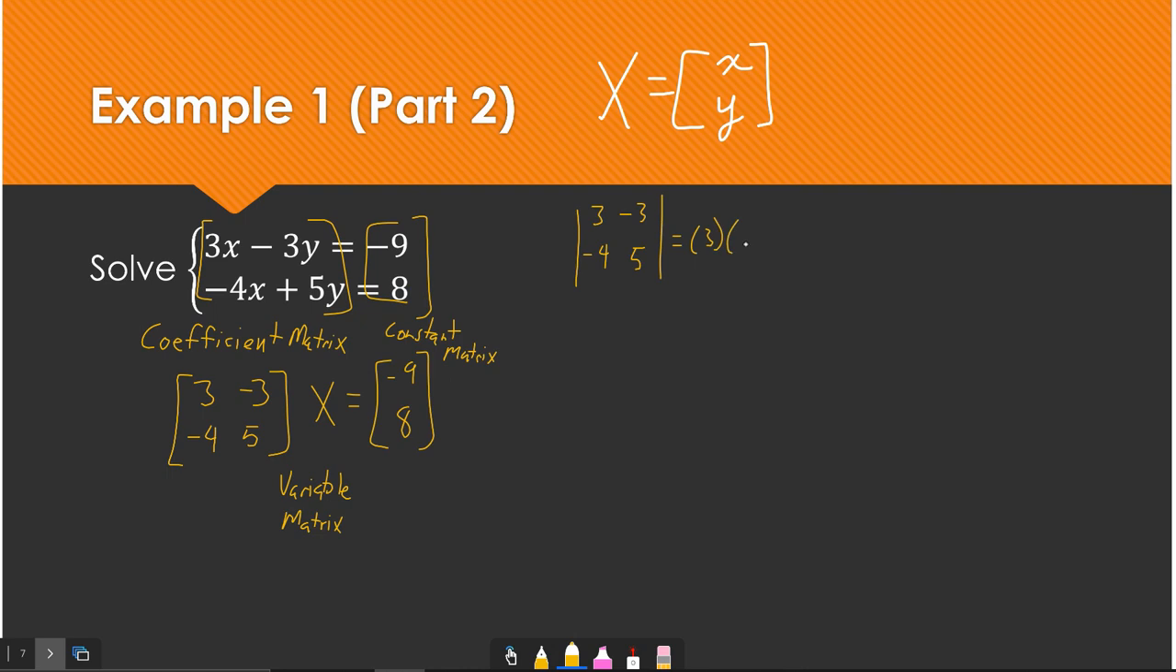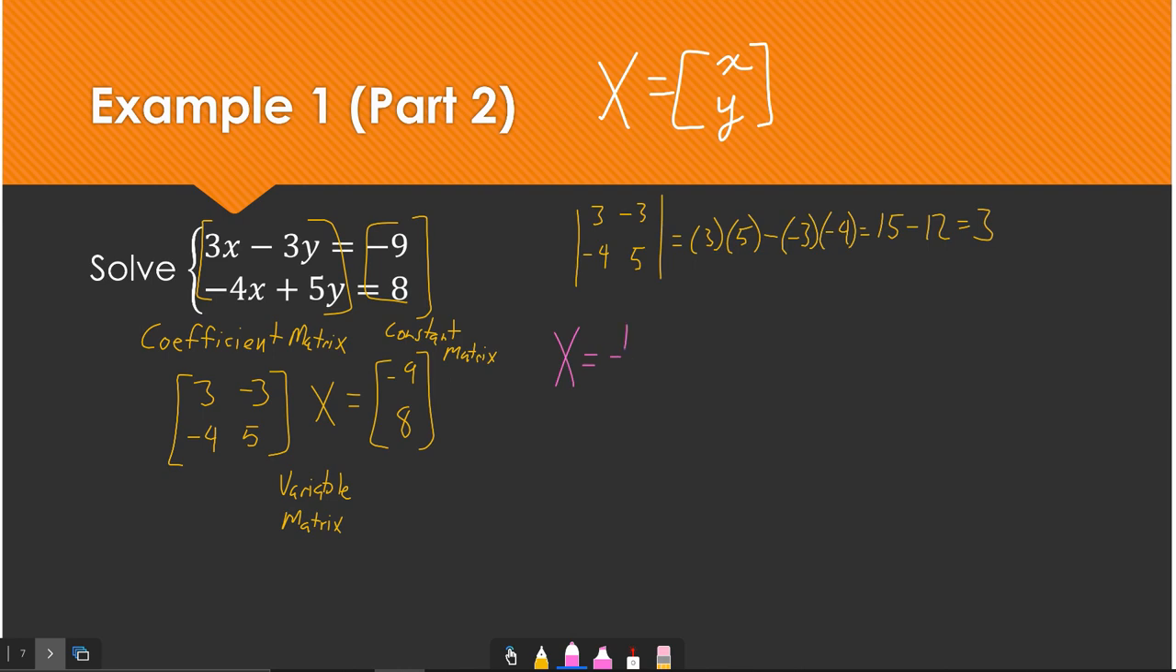3 times 5 minus -3 times -4. So that's 15 minus 12, which is 3. So what we're going to do now to find our variable matrix x is we're going to multiply that inverse.